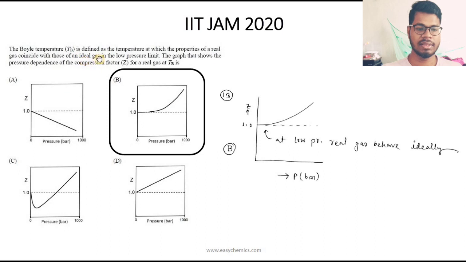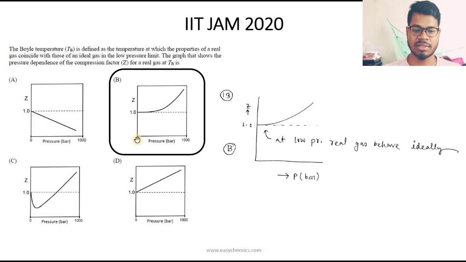Okay, this is a very important question. The Boyle temperature TB is defined as the temperature at which the properties of real gas coincide with the ideal gas, at the low pressure limit. That means they have already given the answer. How? Listen, the dotted line is for the ideal gas. If any line comes through this dotted line, that will behave like an ideal gas.